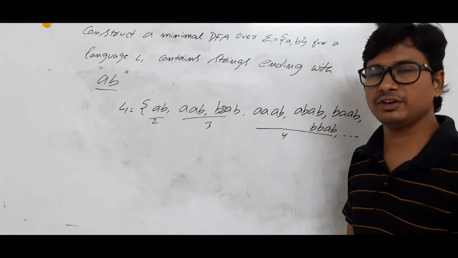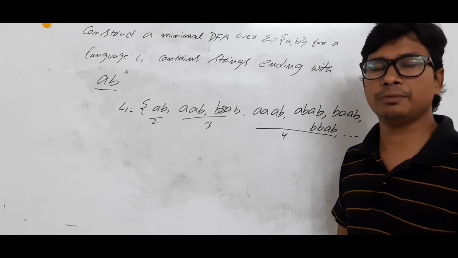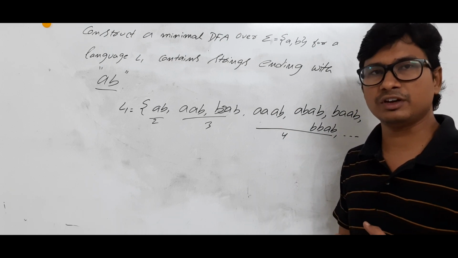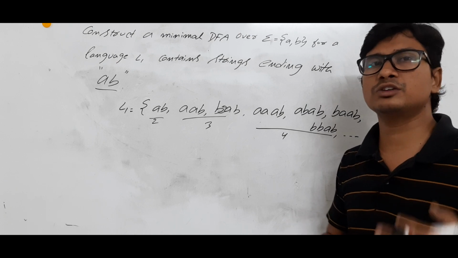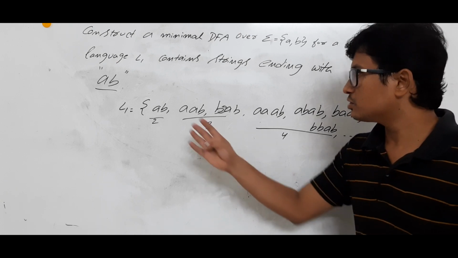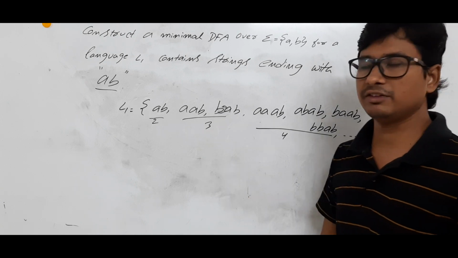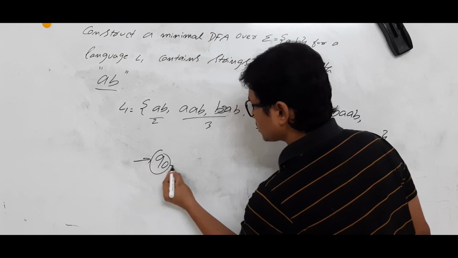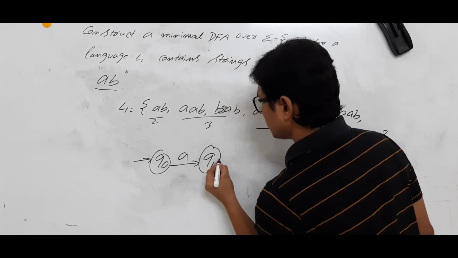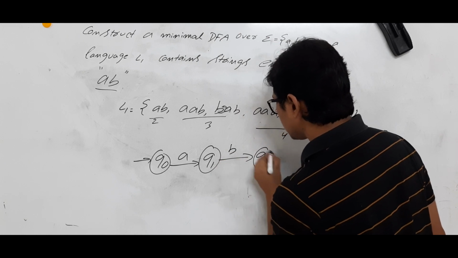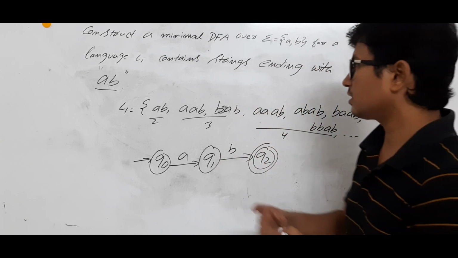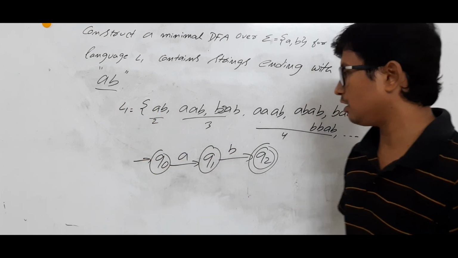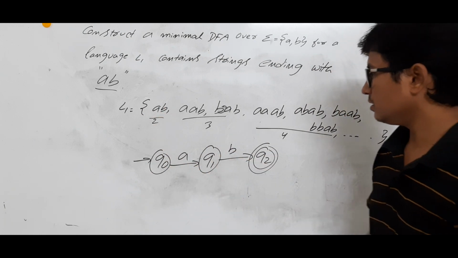Once you find that it is an infinite language, there may or may not be a DFA. We will check whether for this language we can construct a DFA or not. After a few videos I will discuss for which languages you cannot construct the DFA. So how can I do it? First I will take the smallest string possible over this language L1. The smallest string is of length 2, AB, because this is the smallest string belonging to language L1. So first I will construct the basic DFA.